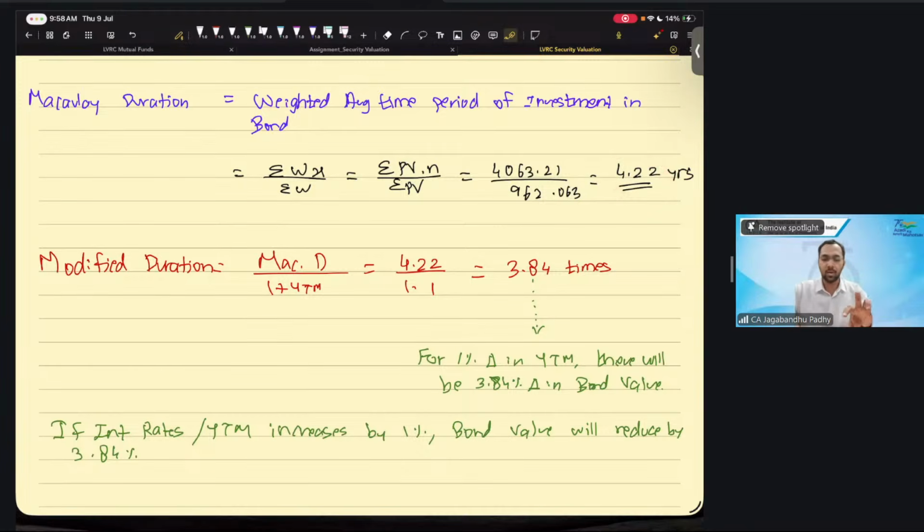Okay, so we'll discuss the bond immunization and the security, I mean the equity valuation part, in our next session, which we have on Saturday. Okay, so with that, we'll be completing today's session. If you have any queries, I'm happy to address that.